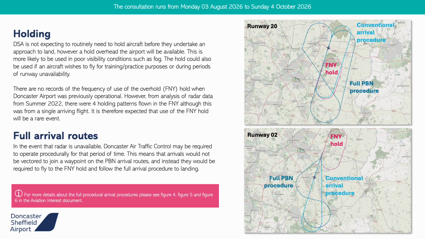There are no records on the frequency of the use of the overhead hold when Doncaster Airport was previously operational. However, from analysis of radar data from that last summer in 2022, there were only 4 holding patterns flown in the entire summer, and this was just from one single arriving flight. We therefore expect that the use of the hold will be a rare event, for example, in periods of radar outages for air traffic control.